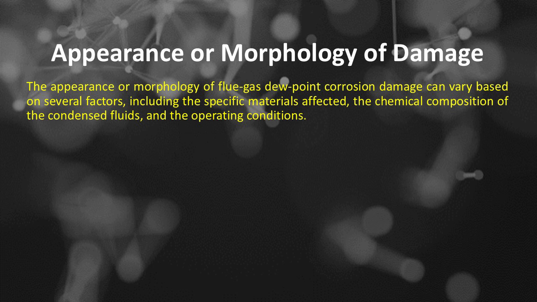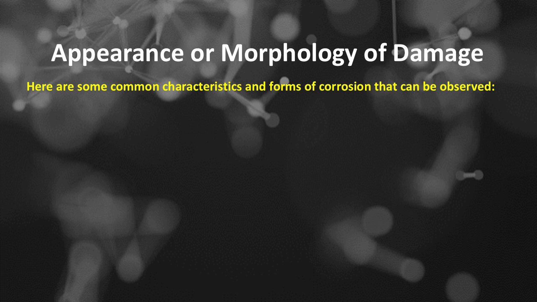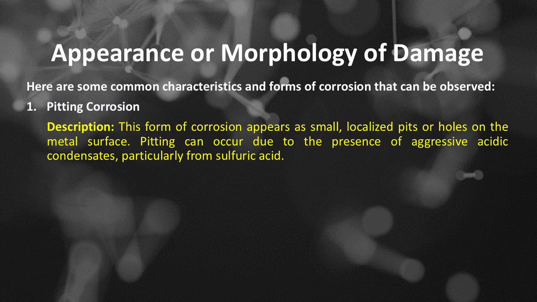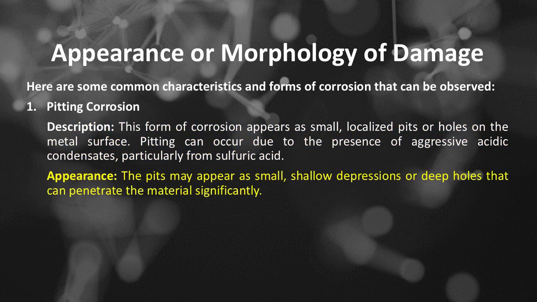The appearance or morphology of flue-gas dew point corrosion damage can vary based on several factors, including the specific materials affected, the chemical composition of the condensed fluids, and the operating conditions. Here are some common characteristics and forms of corrosion that can be observed. Number 1 is pitting corrosion. Pitting corrosion description: this form of corrosion appears as small, localized pits or holes on the metal surface. Pitting can occur due to the presence of aggressive acidic condensates, particularly from sulfuric acid. Pitting corrosion appearance: the pits may appear as small, shallow depressions or deep holes that can penetrate the material significantly.